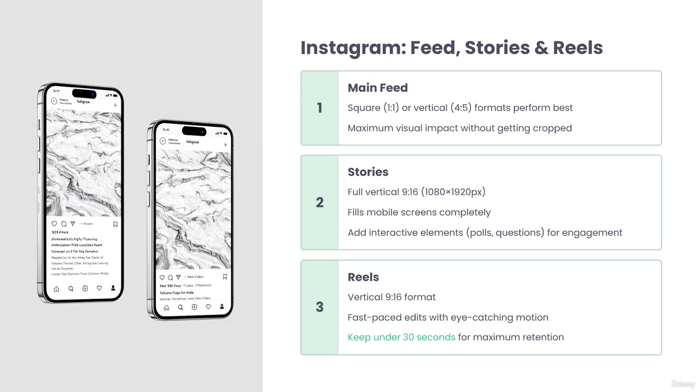Let's start with the big one, Instagram. If you're posting to your main feed, square 1:1 or vertical 4:5 videos tend to perform best. But for stories and reels, you'll want full vertical 9:16. That's 1080 pixels wide by 1920 tall. These fill the screen on mobile and maximize engagement. Reels also favor fast-paced edits, eye-catching visuals, and videos under 30 seconds.